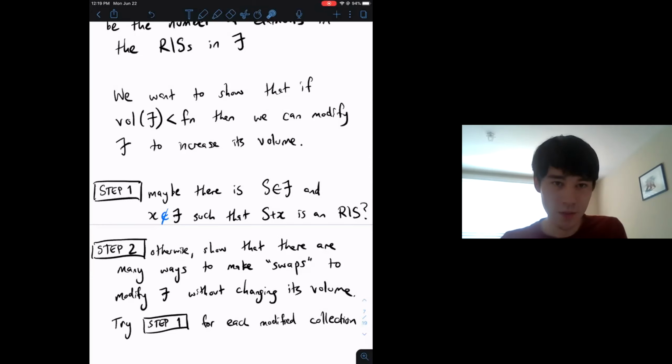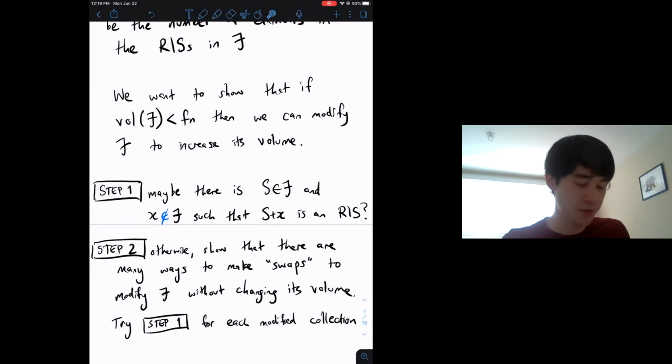Okay, so the naive hope is that I can add something to one of my rainbow independent sets and everything will be good. But maybe that's not possible. In general, it's not possible. In which case, I move on to step 2, in which I try to make swaps. A swap means that I remove something from somewhere in my family and I add something somewhere else. So the net effect is that I've made some local change without changing the volume of the family. The idea is that if I remove something, I create freedom to add something else. So there should be ways to do this.